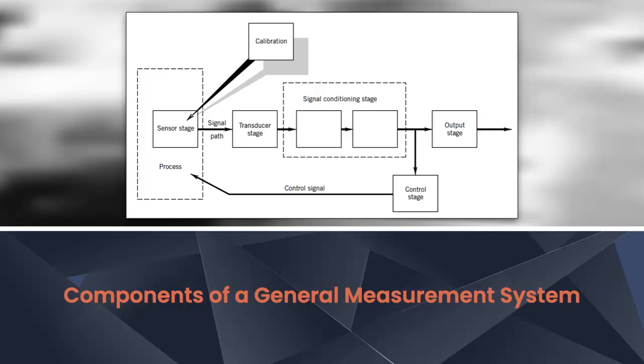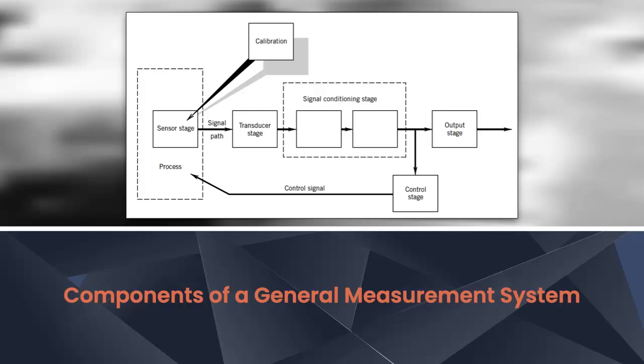The sensor stage is the stage where the physical process is being sensed. So what is the physical process? It could be temperature, pressure, or any such physical phenomena that needs to be sensed or measured. So a sensor measures that physical phenomena and then sends the signal to a transducer, and a transducer converts the signal sensed by the sensor into an electrical signal.